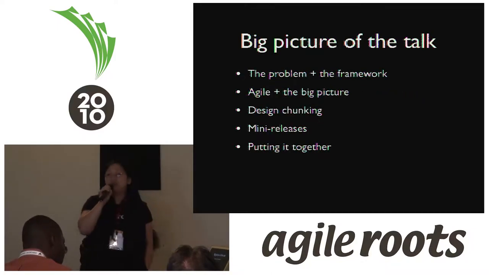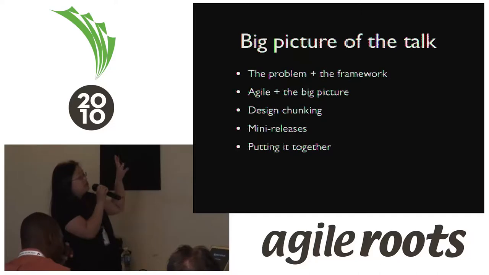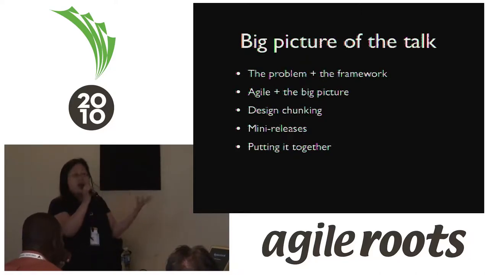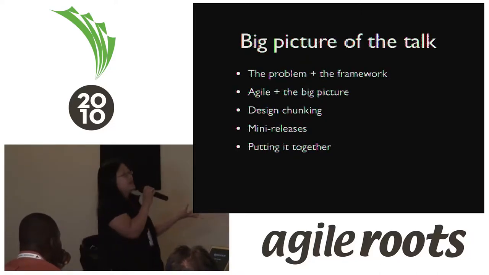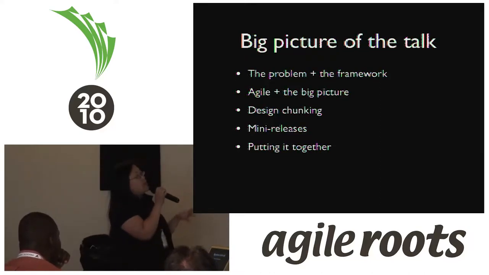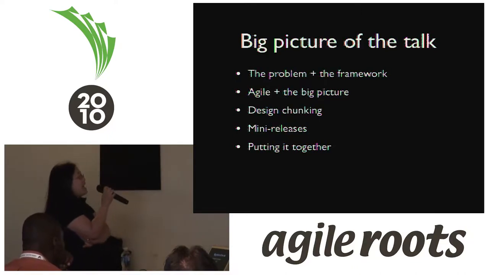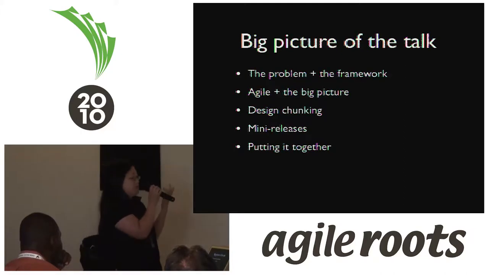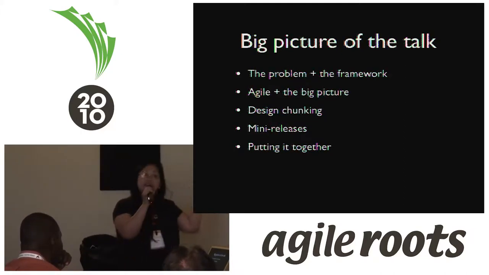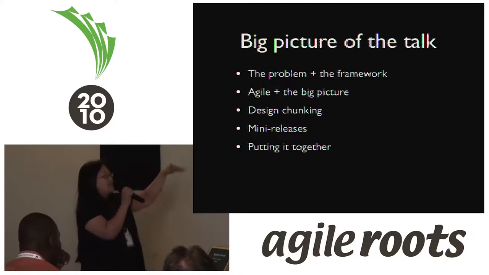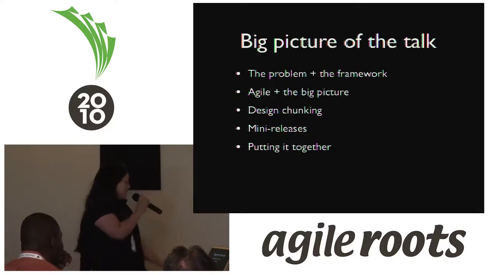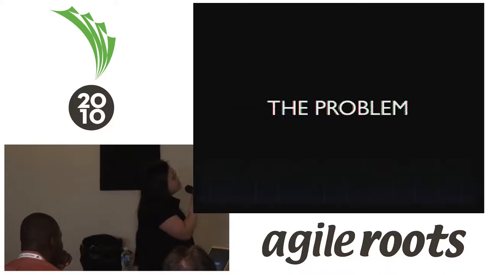So here's the big picture where I'm going. I'm going to talk a little bit more in detail about what the problem is, why do we even need a big picture, what do we get out of a big picture design, and then the framework that our team used to help deal with that. I'm going to talk about how you do big picture work inside Agile. Then I'm going to talk about some design chunking, mini releases, and kind of a high level.